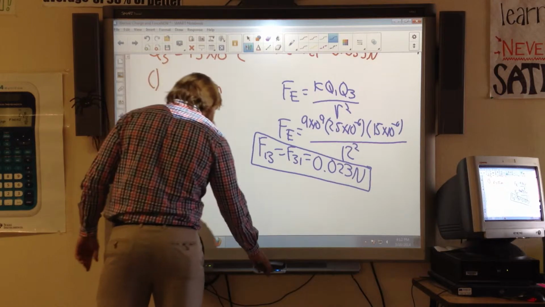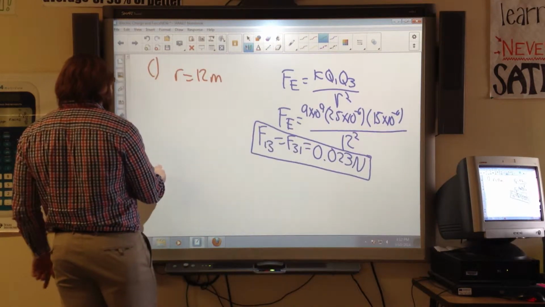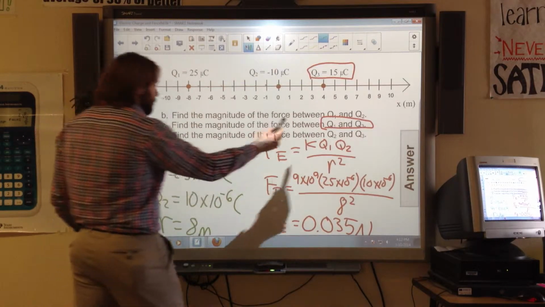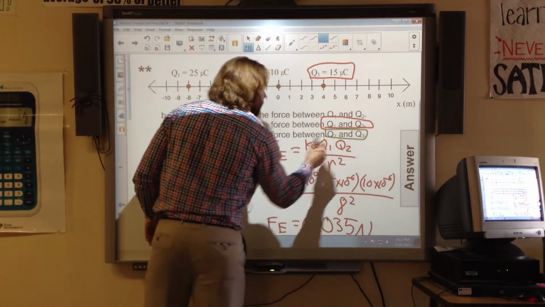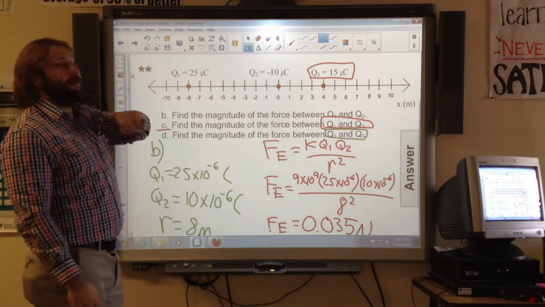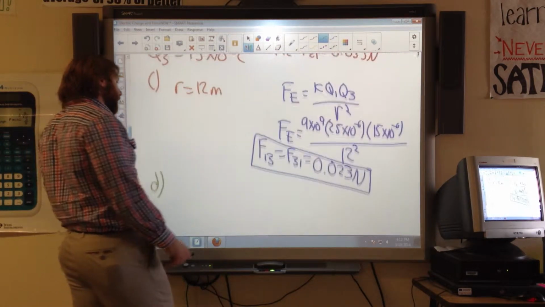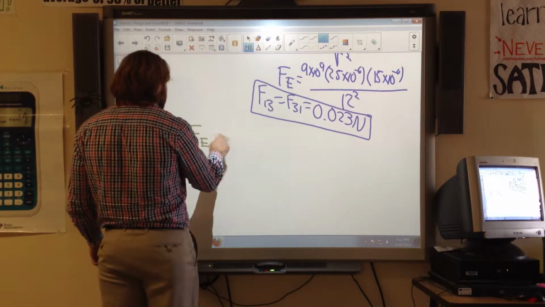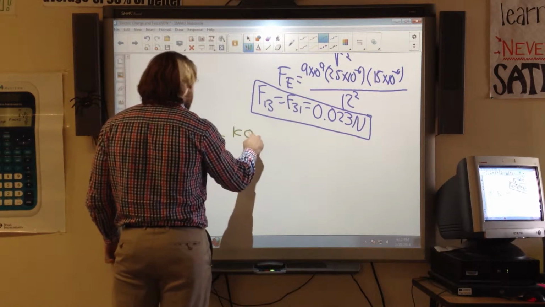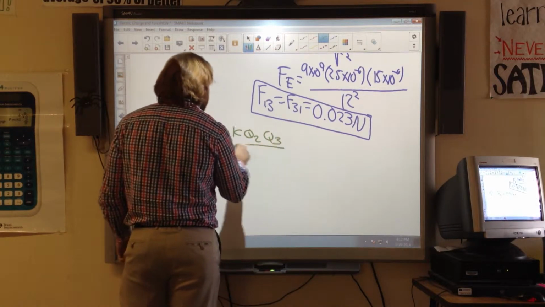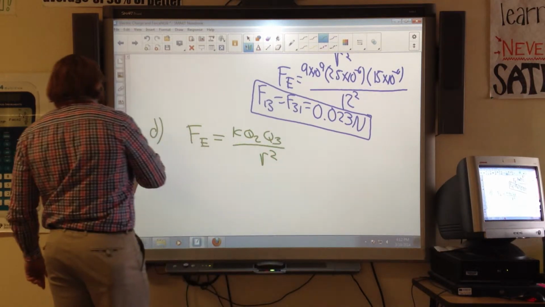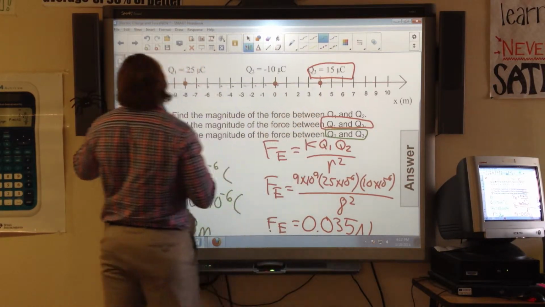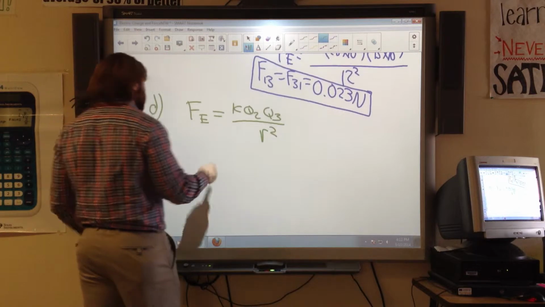Part D. Just the last two, Q2 and Q3. We have both givens already. We can just plug it in. We know FE is equal to K, Q2, Q3 this time, divided by the radius squared. We need to know what that radius is. It's from 0 to 4. Our radius is 4 meters.